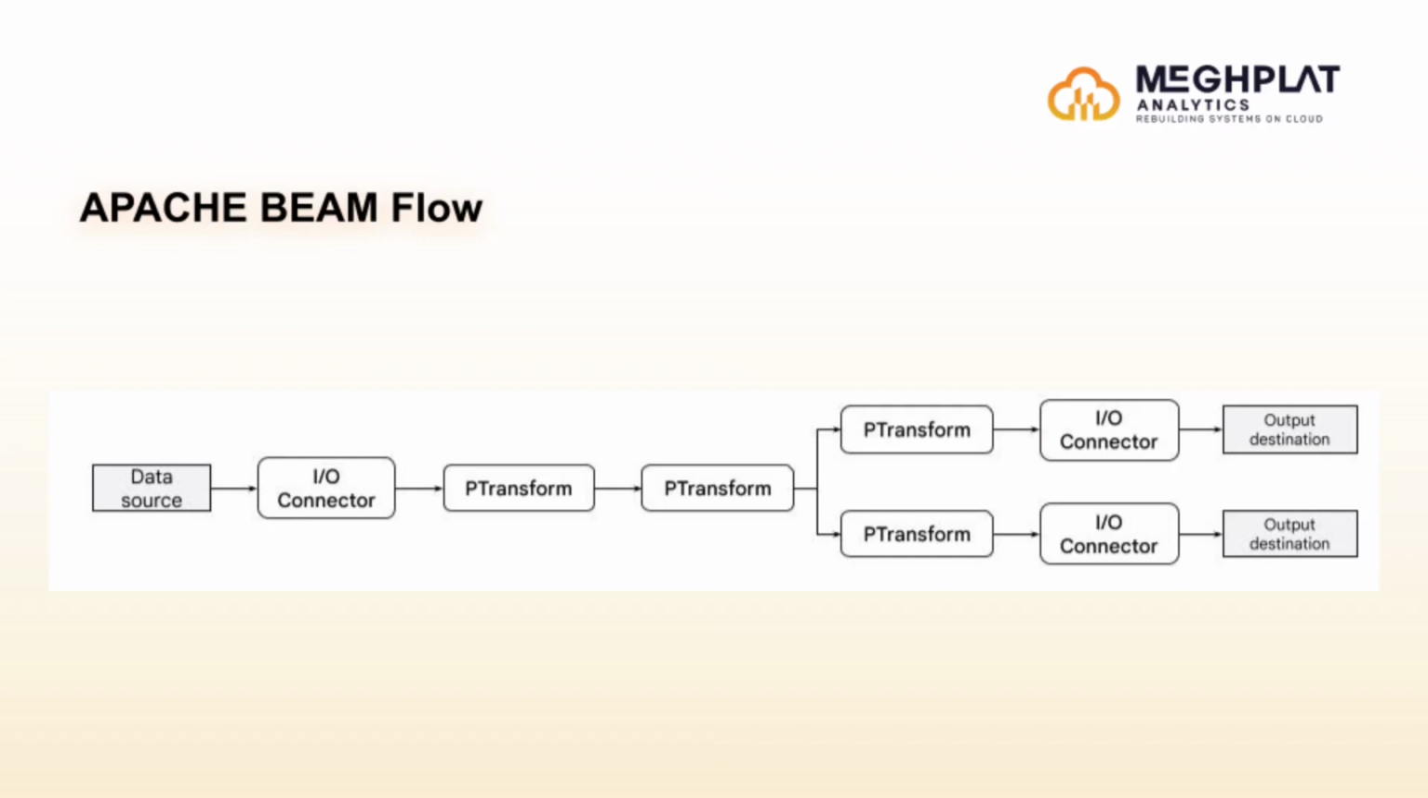This PCollection is traversing to the PTransform, where the PTransform is responsible for transforming the data. Transforming the data can mean many things, like splitting or extracting important features. Here in the flowchart we can see the PTransform transforming the data into two other PTransforms, where the PCollection data is then going to the IO connector, and this IO connector is responsible for giving the output destination.